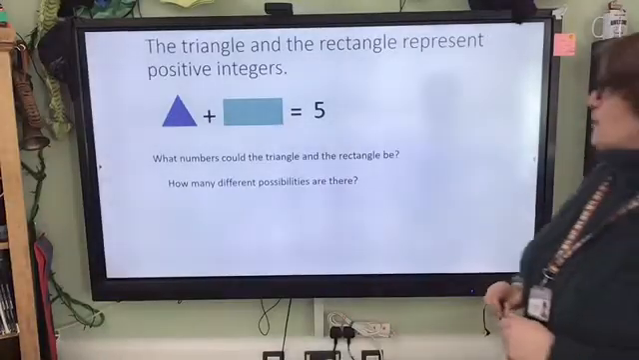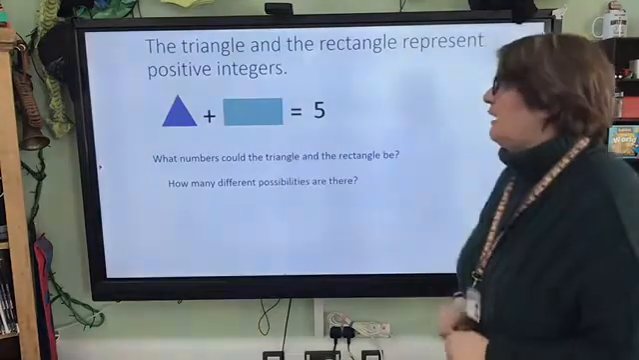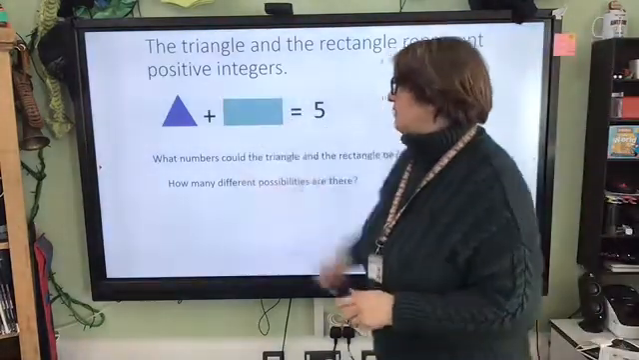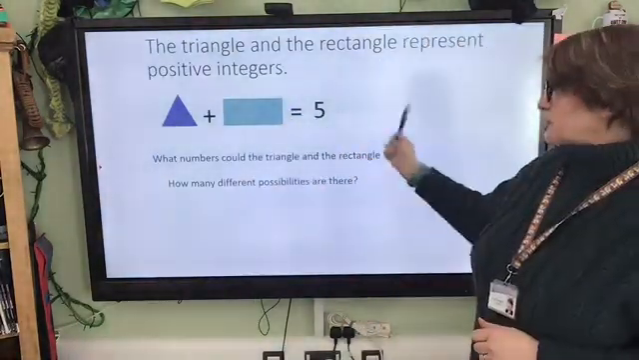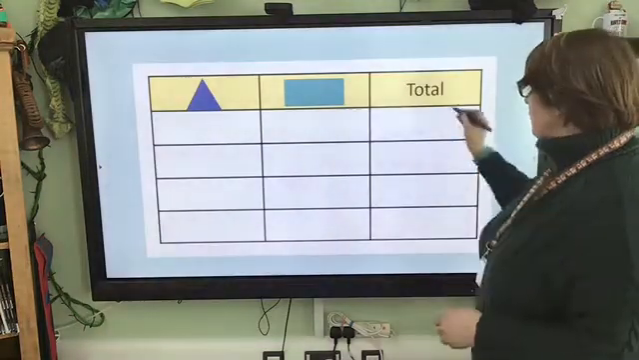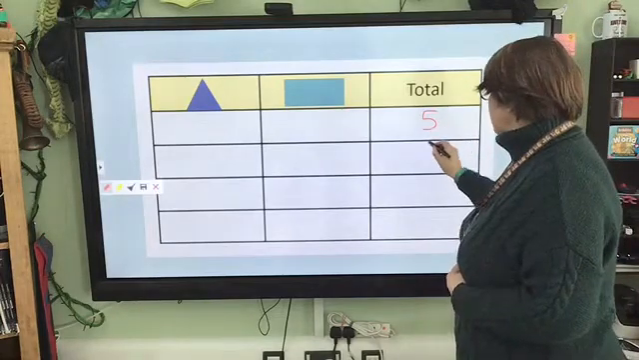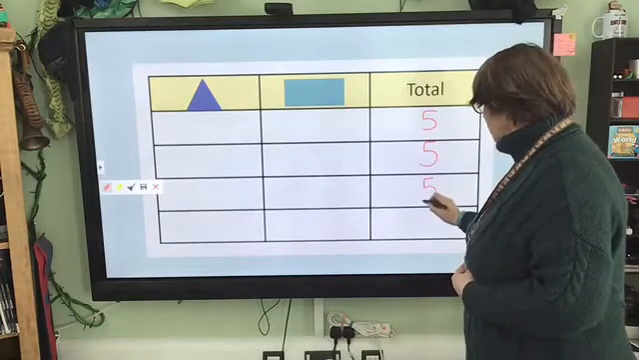Triangle and the rectangle representing the positive integers. Remember, positive integers are whole numbers and they're positive, so no negative numbers. We know that the triangle plus the rectangle will equal 5. So if we know that, we can say that we know our total. So we can actually put that in.